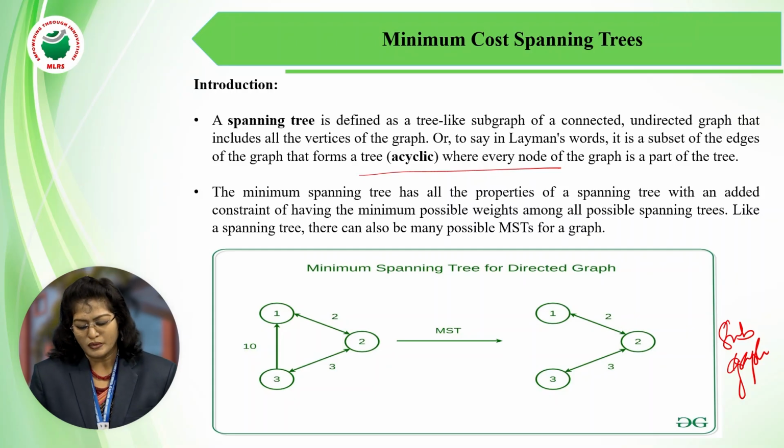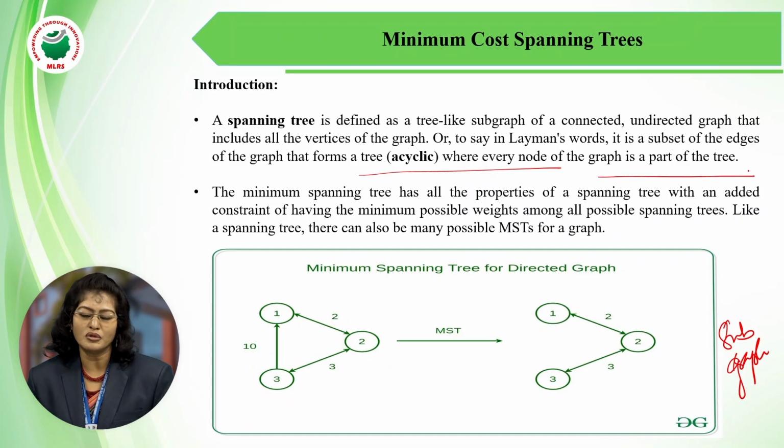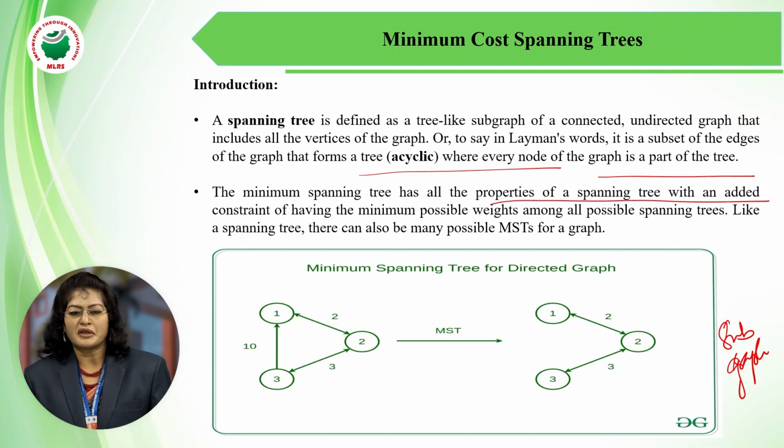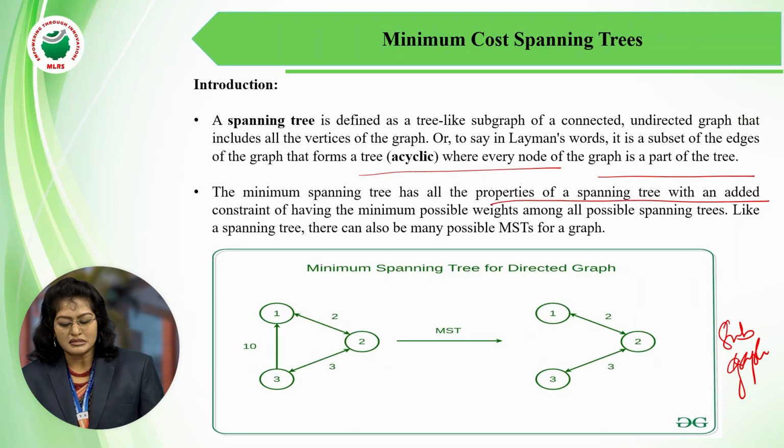Every node in the graph is a part of the tree, so each and every node is a part of the tree. Here we go with an example: the minimum cost spanning tree for the directed graph has all the properties of the spanning tree, and we have a constraint about the weights. What type of weight do we need to take? As the name implies, the minimum cost spanning tree, so we need to find the minimum cost among the spanning trees.